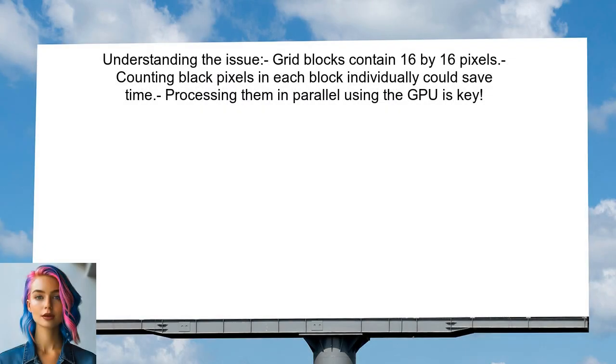To understand the issue, let's break it down. You have a grid where each block contains 16 by 16 pixels. Counting black pixels in each block individually could save time, especially if we can process them in parallel using the GPU. This is where the magic happens.